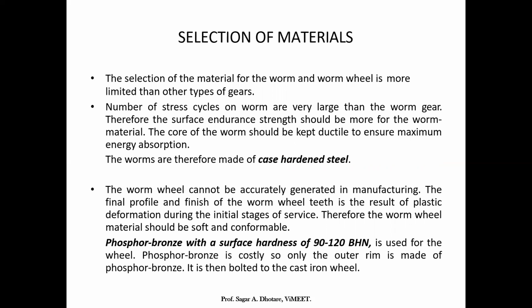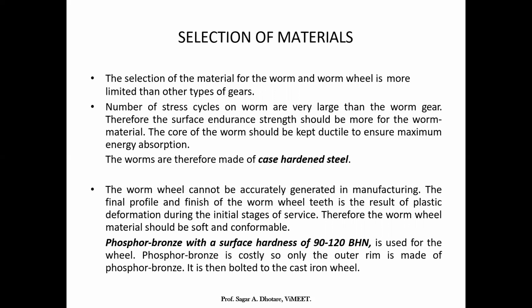So selecting the material for worm and worm wheel. Generally worms are made from case hardened steel, and worm wheels are made from phosphor bronze, because we can replace the worm easily, as it is easily manufactured. But phosphor bronze is very difficult to manufacture, and it has a high cost, so its wear should be low, so for that we used this one.